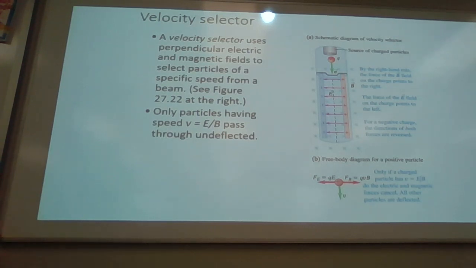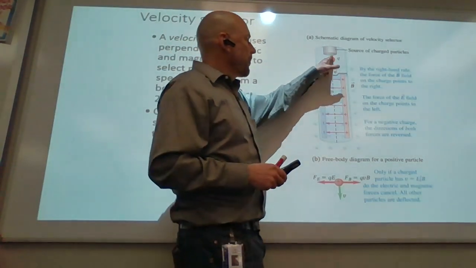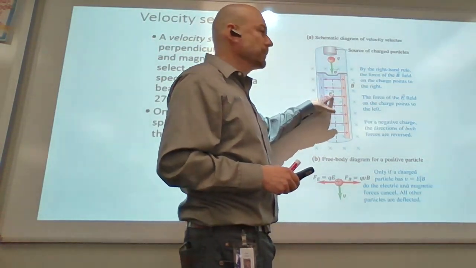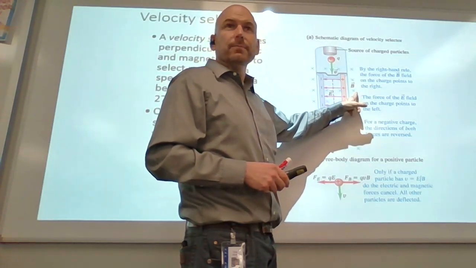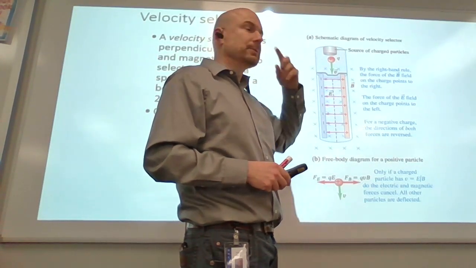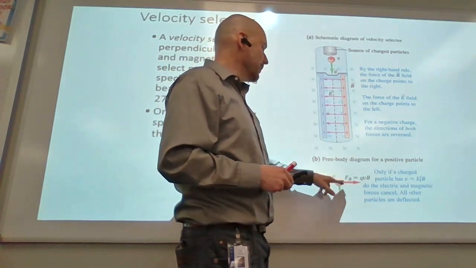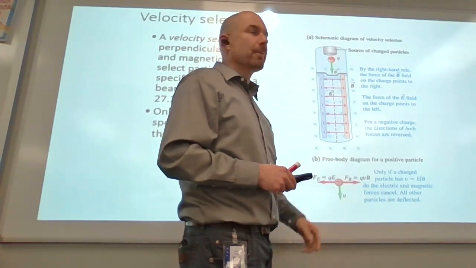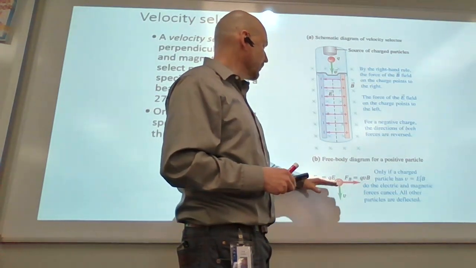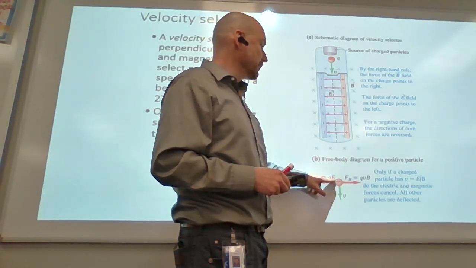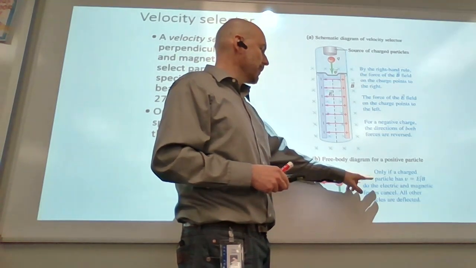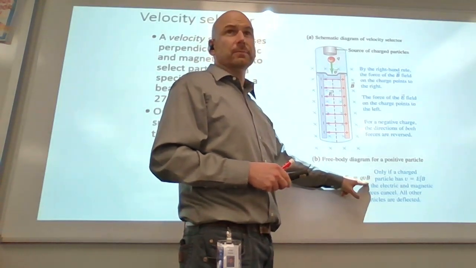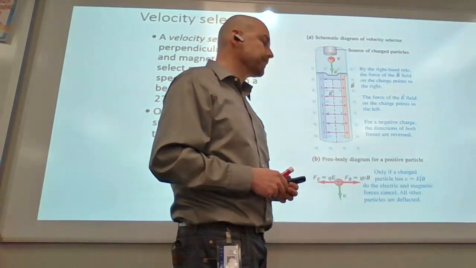This is a very popular thing in introductory physics, a velocity selector. So you shoot a charged particle through this region that has both an electric field and a magnetic field. Okay. And you want to do it so that these two forces cancel each other out. So the electric force is just based upon the charge and how strong the electric field is. The magnetic force is based upon the strength of the magnetic field, how fast that thing's going, and the charge.